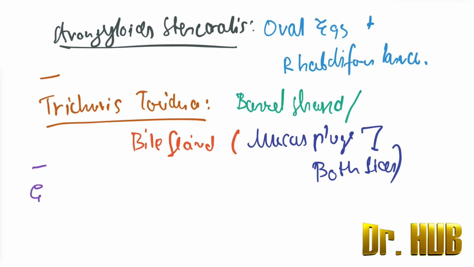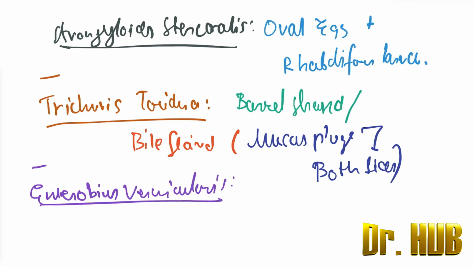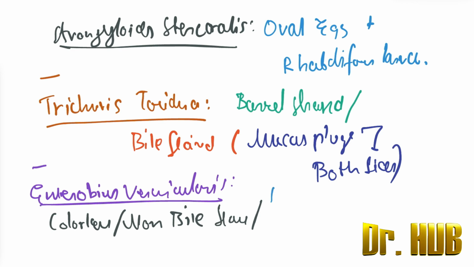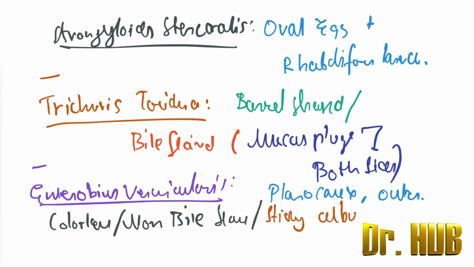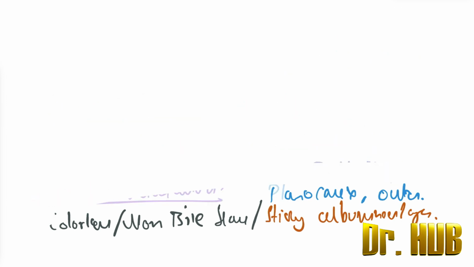Next, we'll move on to Enterobius vermicularis. It is colorless and non-bile stained, with a plano-convex shape. It has an outer sticky albuminous layer, and it also has a tadpole shaped embryo.